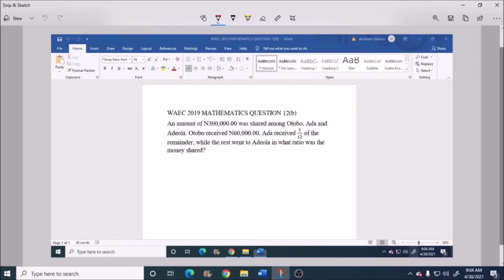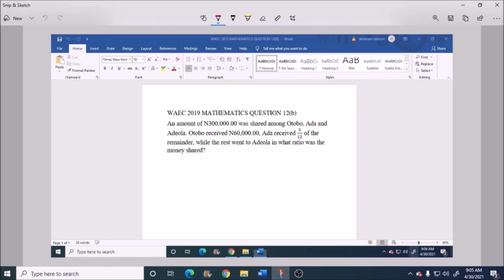Hello and welcome. Today I will be answering WAEC 2019 Mathematics question 12B. An amount of 300,000 was shared among Otobo, Ada and Adiola. Otobo received 60,000 naira. Ada received 5 over 12 of the remainder, while the rest went to Adiola. In what ratio was the money shared?